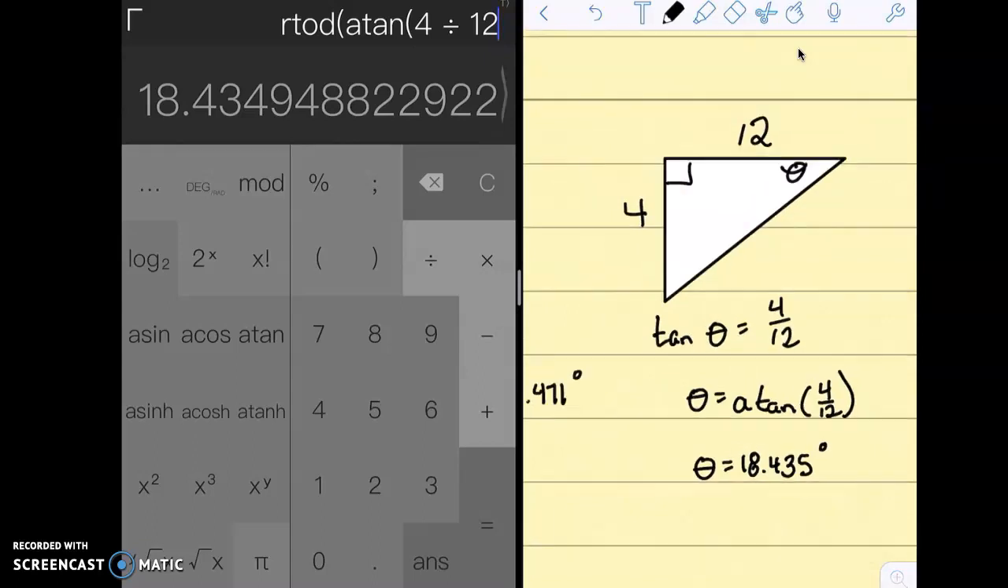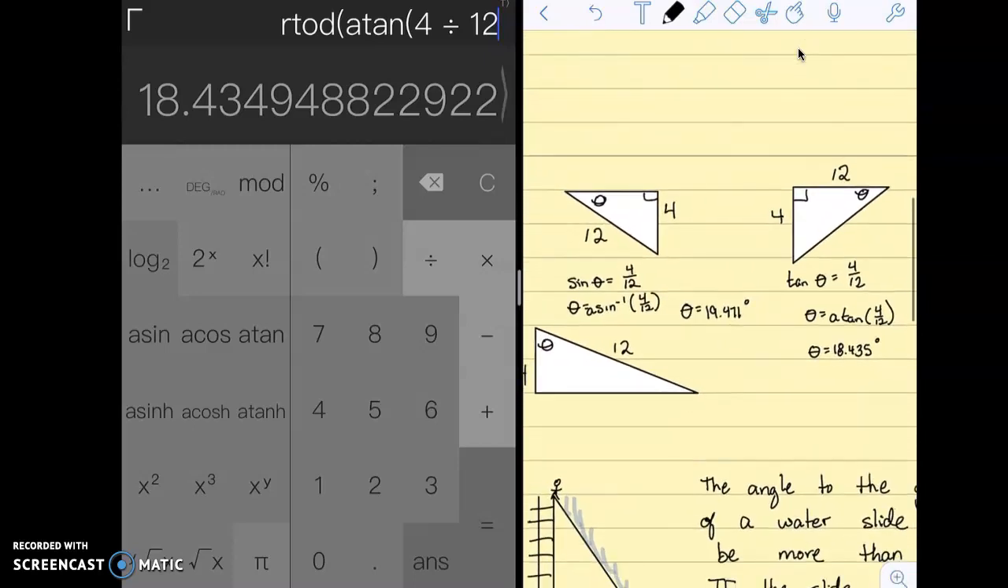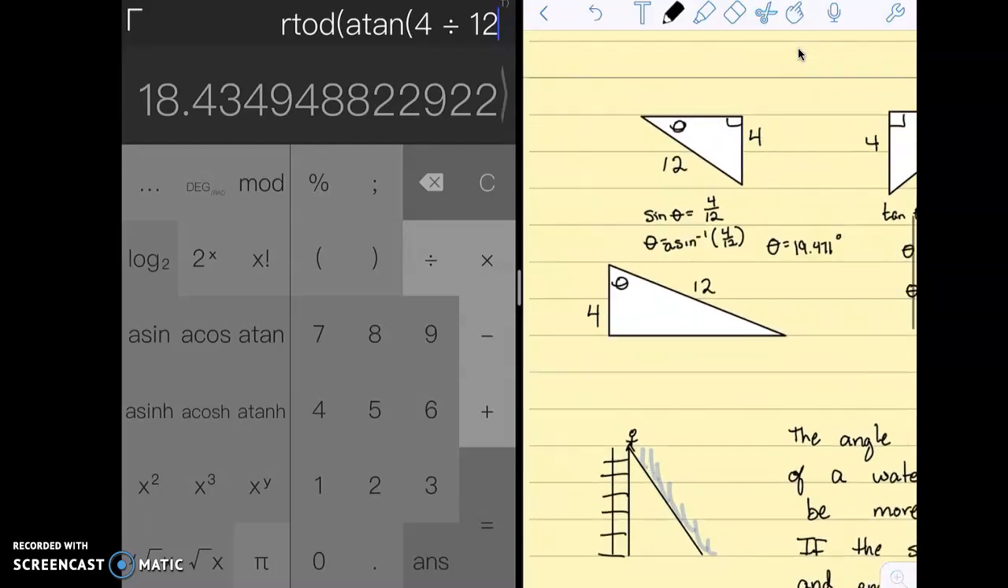Ms. Meyer, how come it's not exactly the same? Because I have 2 different triangles. I have one triangle where the hypotenuse has a length of 12 and another triangle where the base is a length of 12.